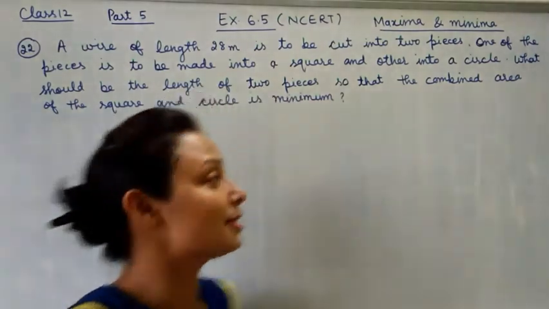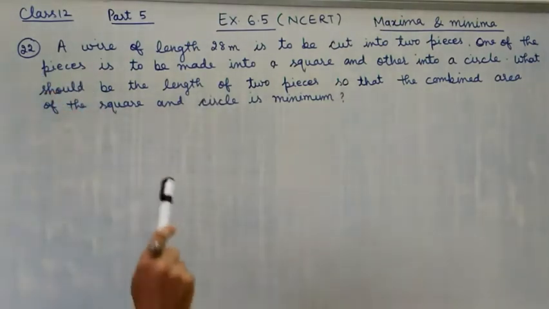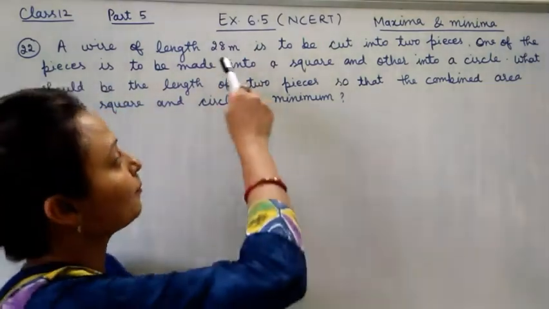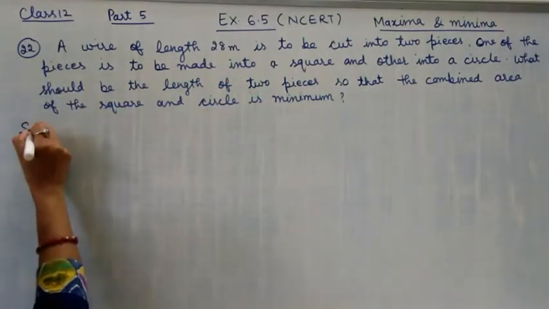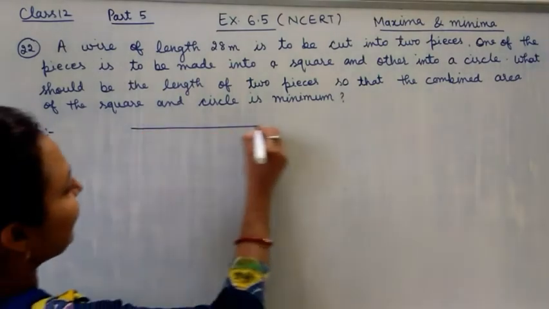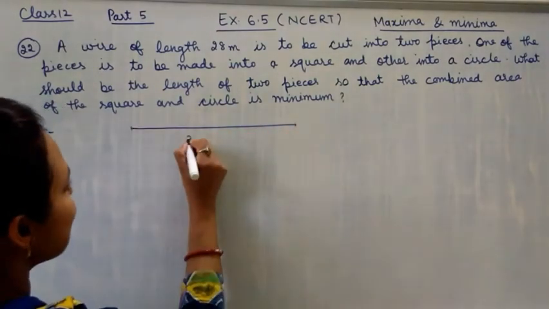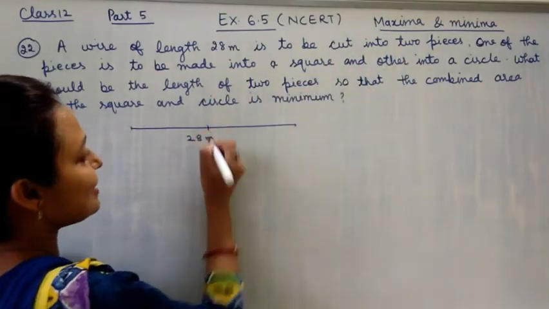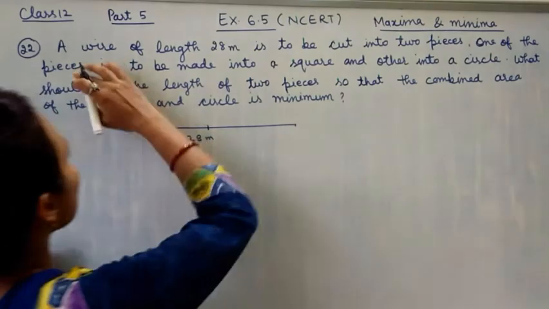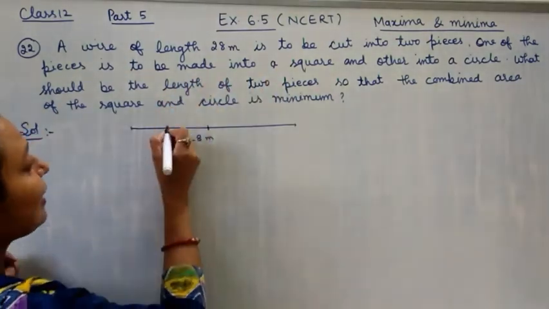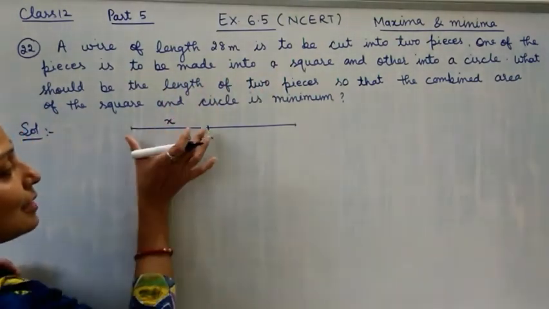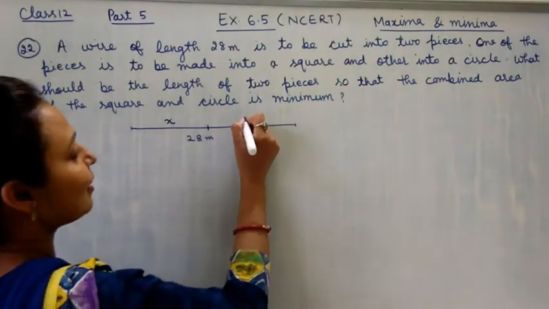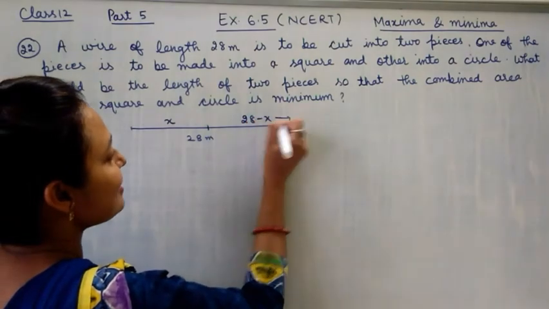So let's start with question number 22, in which you have a wire of 28 meter, right? So I have taken a 28 meter wire like this. The 28 meter wire is to be cut into two pieces. One of the pieces is to be made into a square. Let us suppose the length of this piece is x, and the remaining length of this piece is 28 minus x.